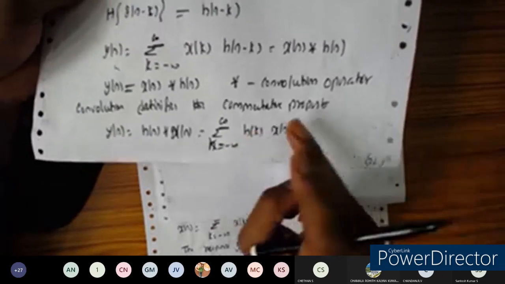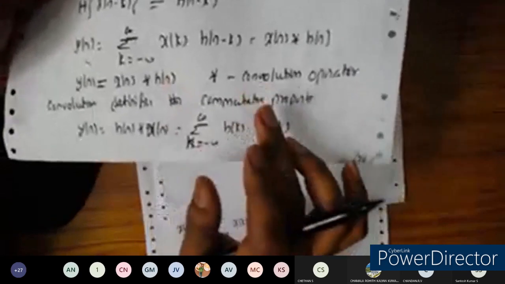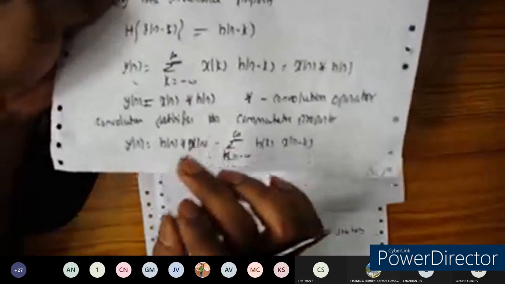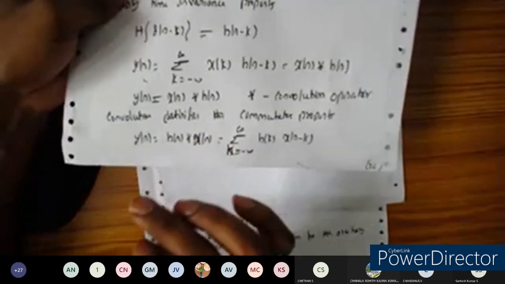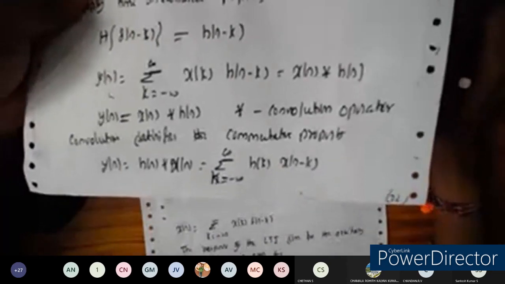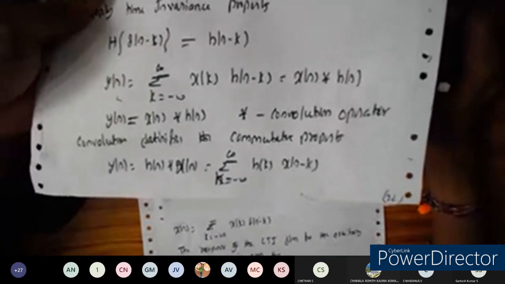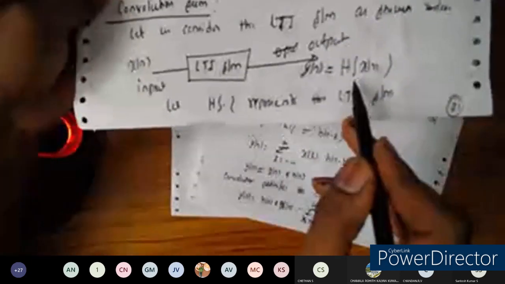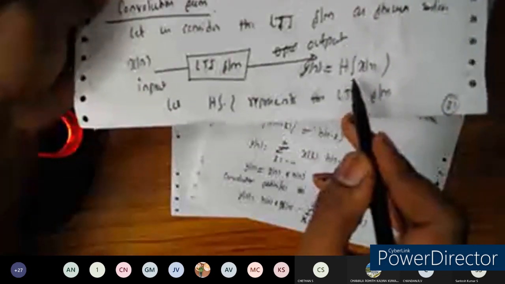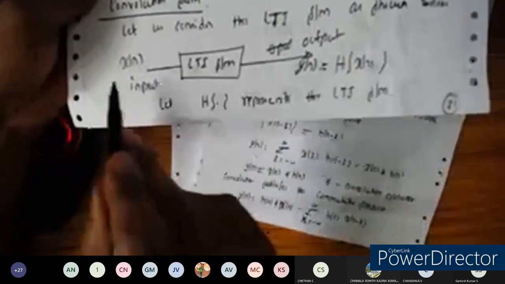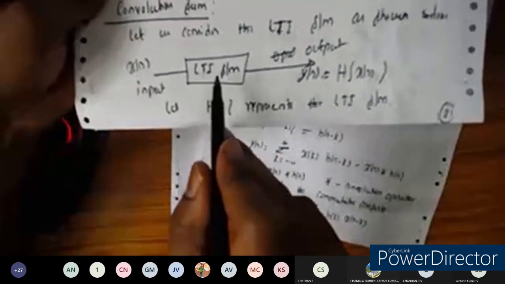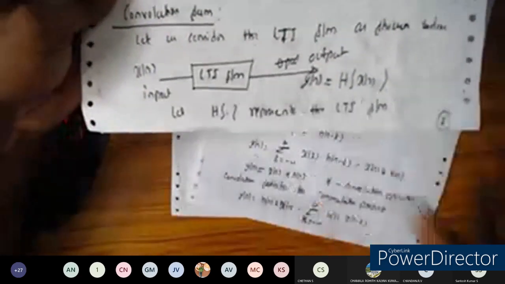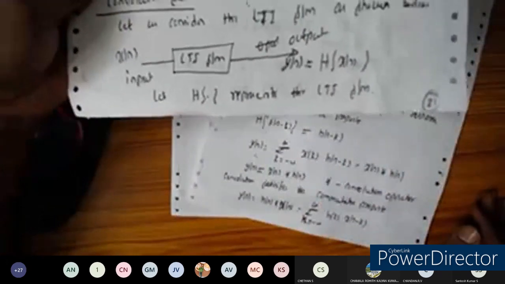So this convolution satisfies the commutative property. Either way we can take the convolution. Here we are going to use the convolution in order to find the response of the LTI system. For the LTI system, in order to find out the output, we use the convolution of x of n with the impulse response h of n. We call this the convolution.